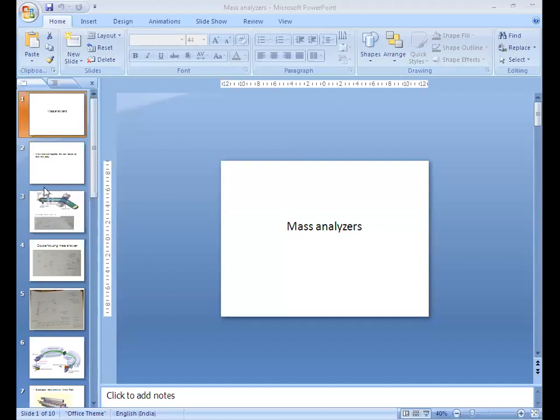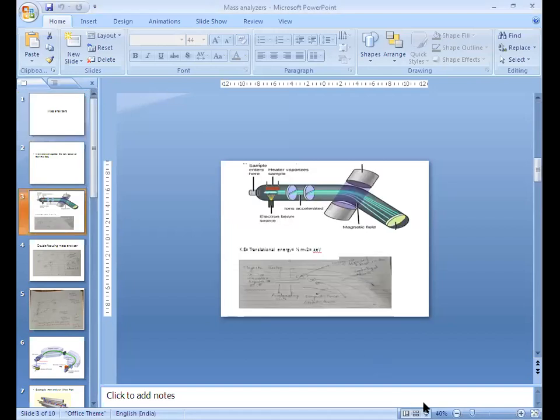First is magnetic sector, which is also called a single focusing mass spectrometer. Second, we have double focusing, which is a combination of an electrostatic analyzer and a magnetic sector. Third, we have quadrupole. Fourth is time of flight. Fifth is ion trap or orbitrap. And finally, we have FTMS, which is based on ion cyclotron resonance. First, we'll study the magnetic sector kind of instrument.